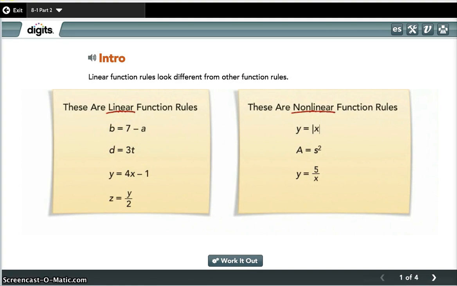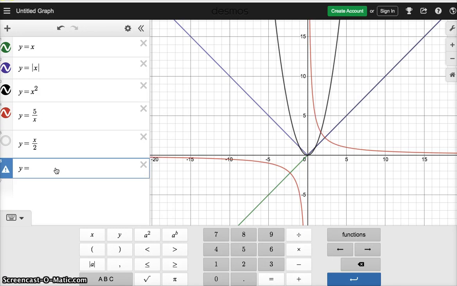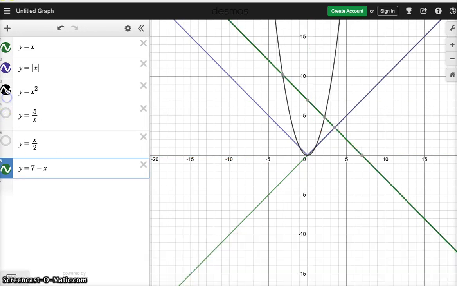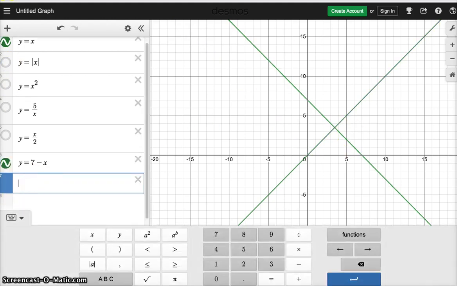So b equals 7 minus a. So I'm going to change it again to y equals 7 minus x, because that's the language Desmos understands. Take off all these not straight lines here. There we go. So y equals 7 minus x, that's a straight line.